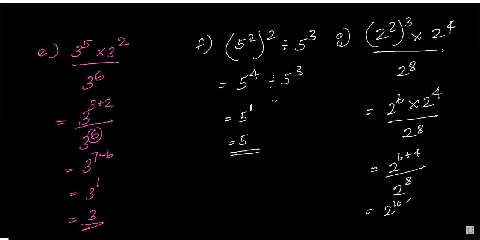Then below the line, 2 to the power 8, but subtract 8 here. 2 to the power 2. Then 2 times 2, 4.